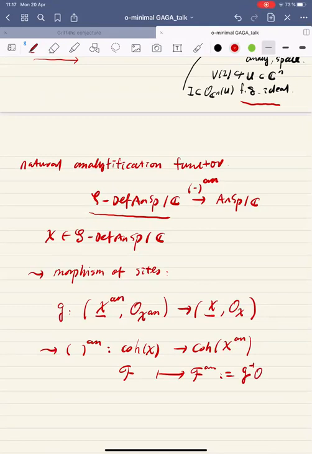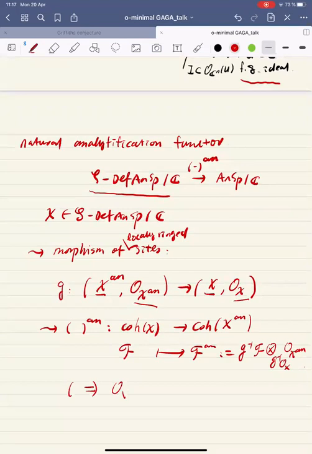This is not just a morphism of sites, but a morphism of locally ringed sites. We have a sheaf of local rings on the site. When you do the classical GAGA theorem, you can see this construction. In particular, this implies the identification of the structure sheaf with the structure sheaf of the analytification.